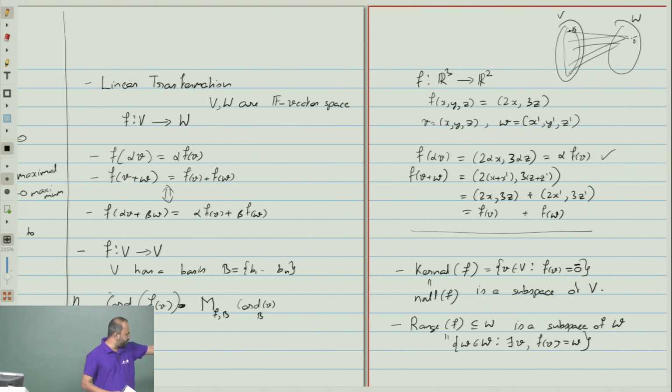Similarly, we need to show that if v belongs to the range of f and w belongs to the range of f, then alpha times v plus beta times w also belongs to the range of f. You need to show that.